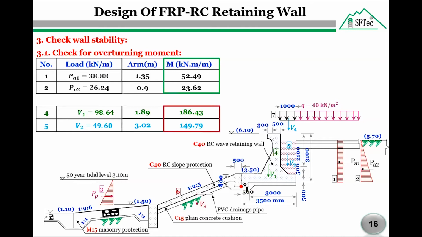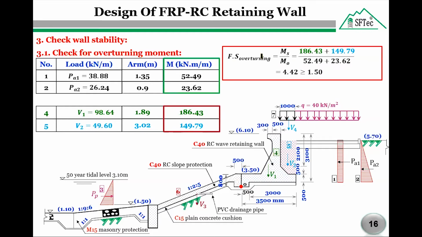And also by taking the moment at point O for loads V1 and V2, we will get the stabilizing moment value. The factor of safety for overturning equals the resisting moment value over the overturning moment value, which is greater than 1.5. So the wall is safe against overturning.